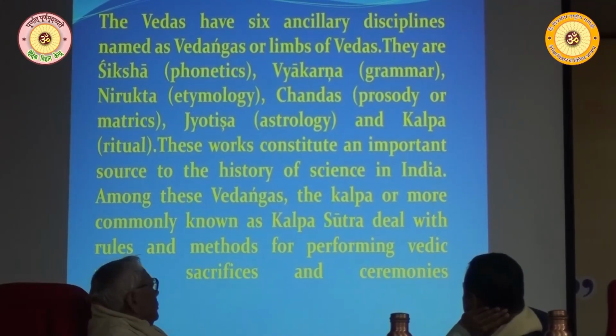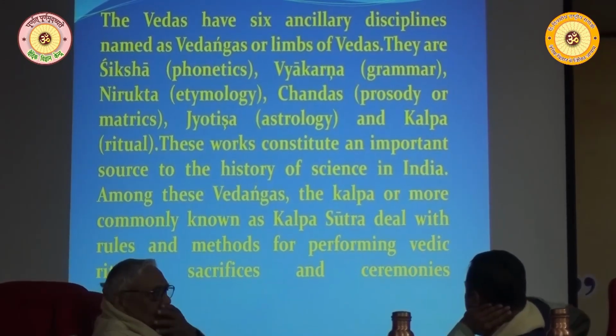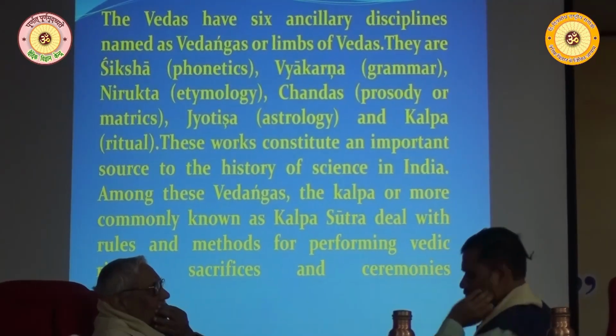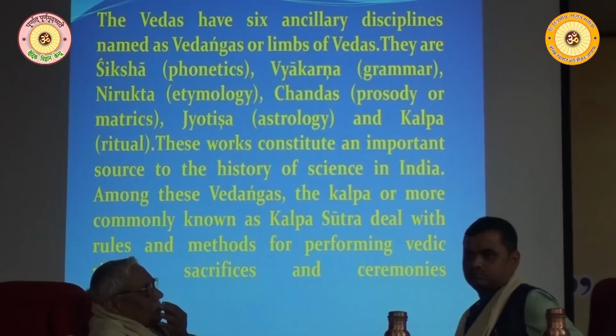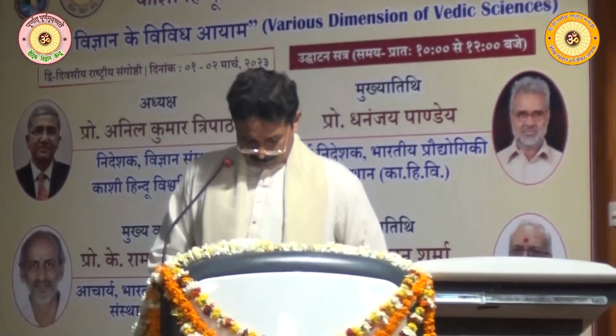Among these Vedangas, the Kalpa, more commonly known as Kalpa Sutra, deals with the rules and methods for performing Vedic rituals, sacrifices, and ceremonies. So Kalpa is the last part of these 6 limbs of Veda. In this Kalpa Sutra, there are subdivisions as Shrauta Sutra and Grihya Sutra.